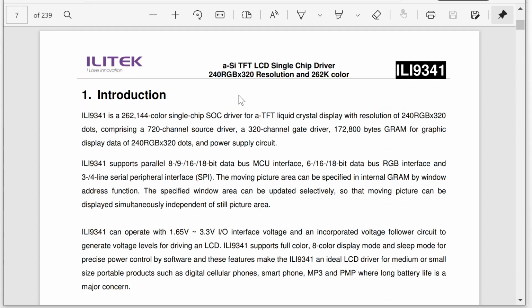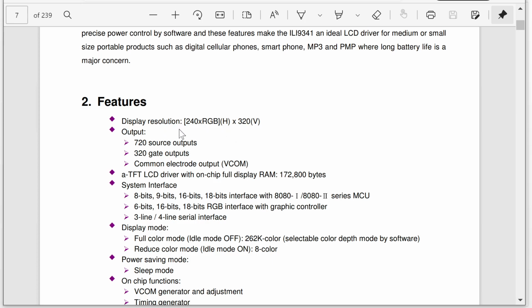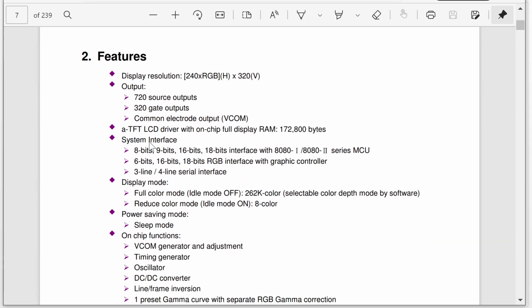Page 7, the feature. The first thing is resolution. It's quite good for this LCD driver. The second thing is that it supports different system interfaces, like 8-bit, 9-bit, 16-bit, and 18-bit. For this MCU or FPGA, if you use more bits to drive the LCD, it means the display of the picture or anything else will be faster, and you can get a better display result.